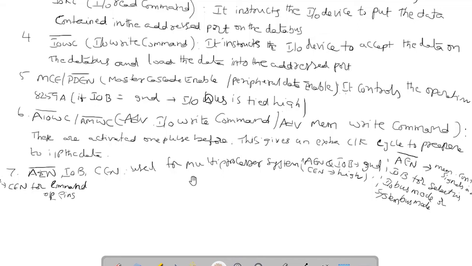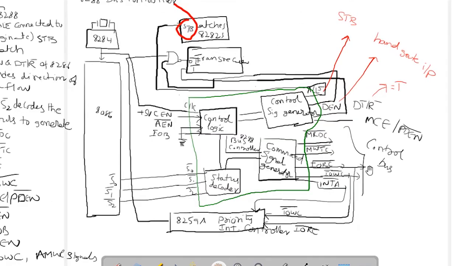AEN bar is a memory control signal which can be connected to the 8288 bus controller. IOB is for selecting the IO bus mode or the system bus mode. Sometimes we need system bus mode and sometimes we need the IO bus mode, so for that purpose IOB is connected. As well as control enable CEN, which is for command input pins. So these are the additional control signals generated by the decoder from the inputs S0, S1, S2 via the 8288. This is the total information regarding the 8288 bus controller as well as the maximum mode configuration.